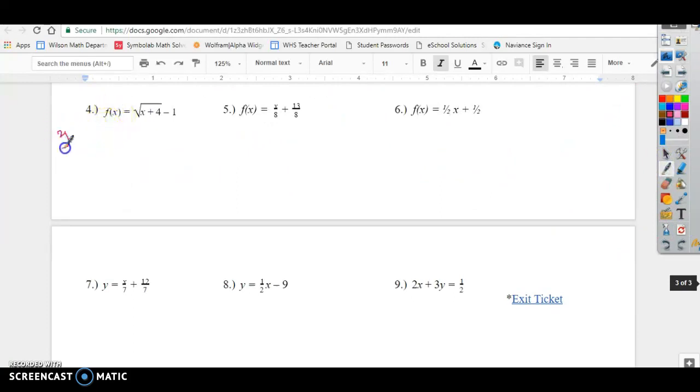Remember, this is just a fancy way of saying y. Square root of x plus 4 minus 1. Let's go ahead and switch our x and y. So this is the square root of y plus 4 minus 1. We're going to add over the 1. And then going to square both sides. If you do this, I guess I should show that.